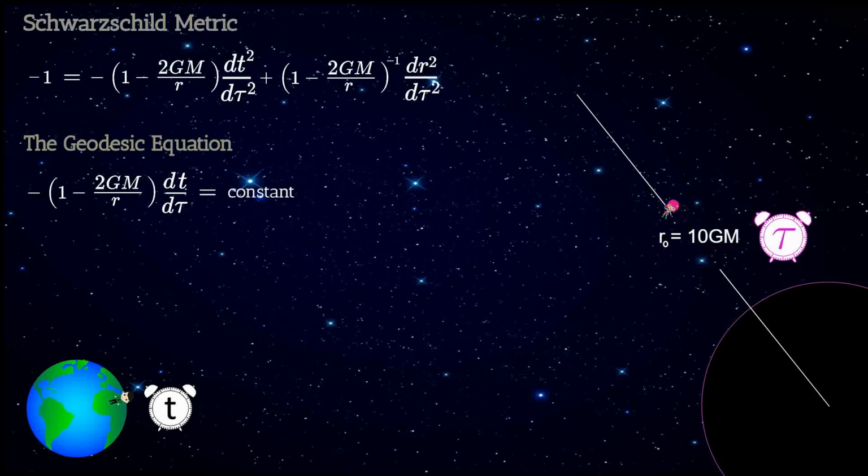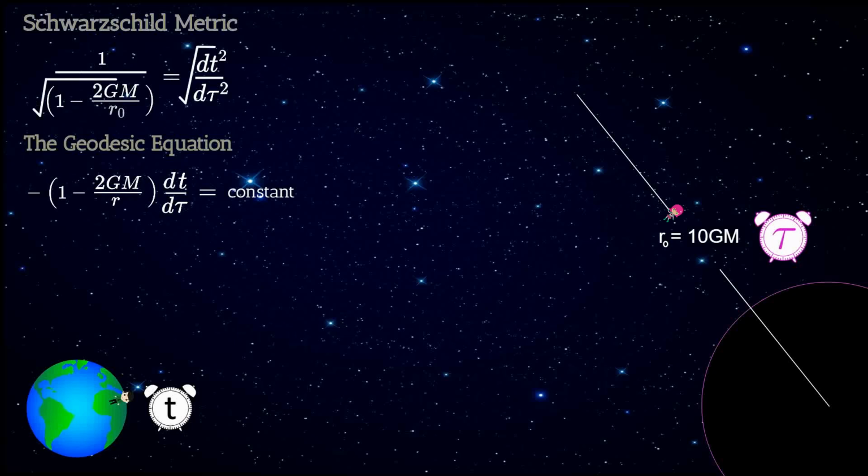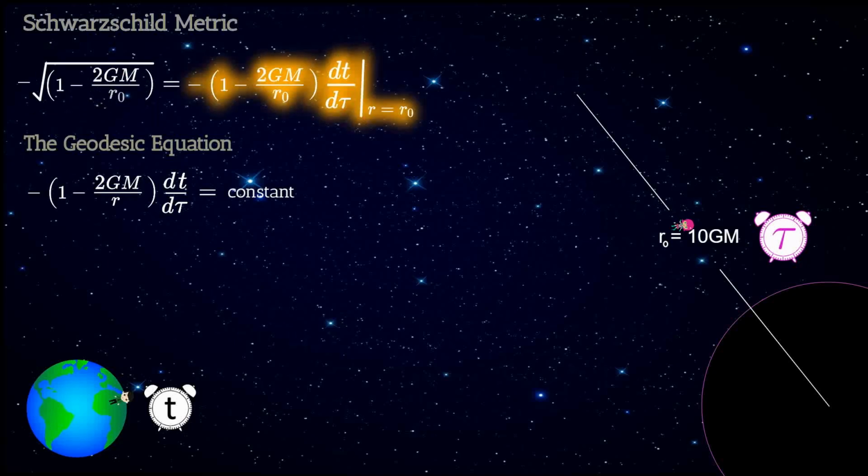So let's make that substitution into the Schwarzschild metric equation. Now let's rearrange the equation and take the square root. This is the value of dt by d tau evaluated at r equals r naught. Now let's multiply both sides of this equation by negative 1 minus 2GM over r naught. The left-hand side reduces to negative the square root of 1 minus 2GM over r naught. The right-hand side of this equation is a constant of the motion, as described by the equation below.